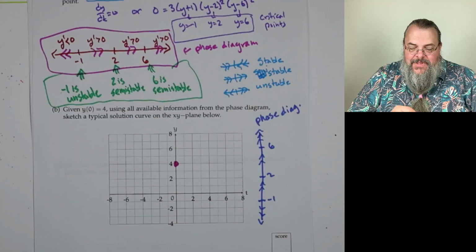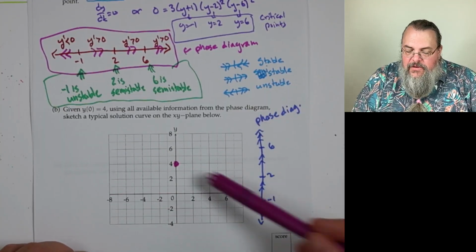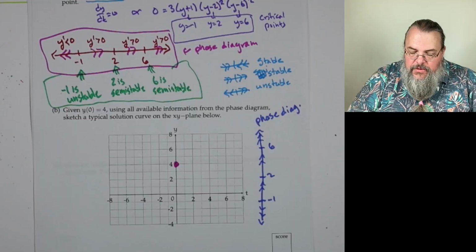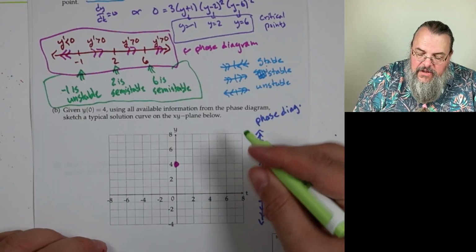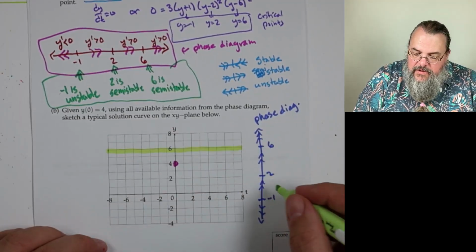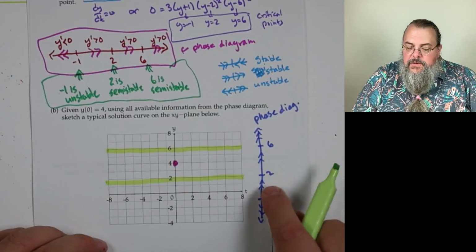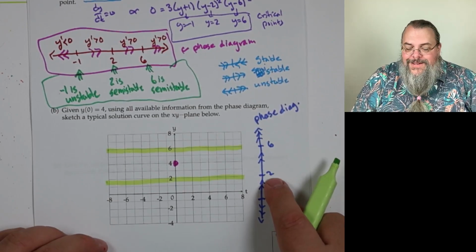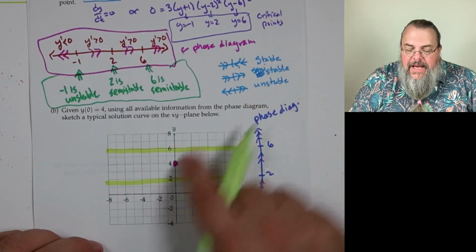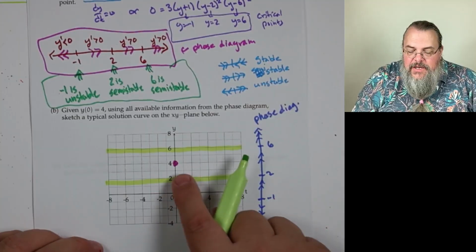Now, where does that fit in this phase diagram? So 4 is in between 2 and 6. So I'm going to draw horizontal lines at 2 and 6. Now this is not part of the curve, but these are some reference points. So in particular, y equals 2 and y equals 6 are both solutions. So I can't go past 6, can't go below 2. So I'm going to try to approach them.